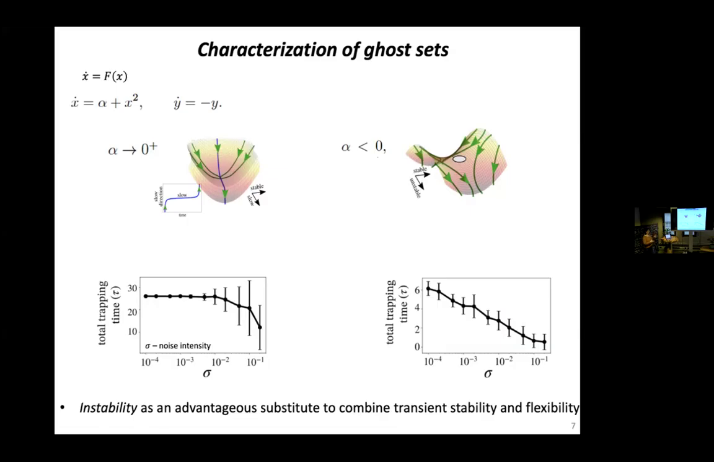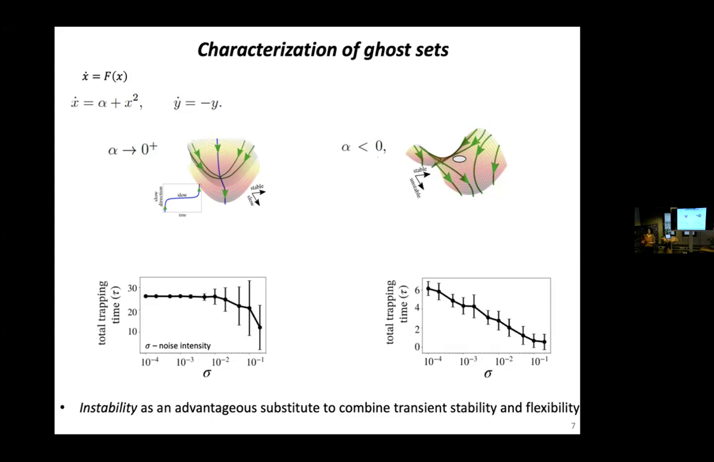So in contrast to the classical framework, where we always look only at the stable steady states in order to characterize the dynamics of the system, here we see that even an instability or a quasi-stable object in a phase space can be of advantage, because it gives the system both the transient stability and also the flexibility.